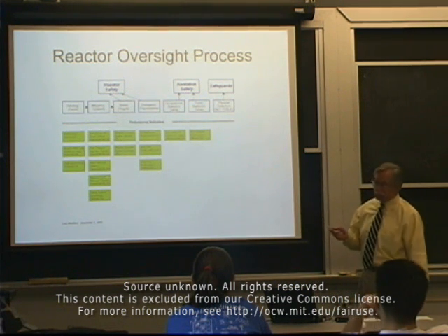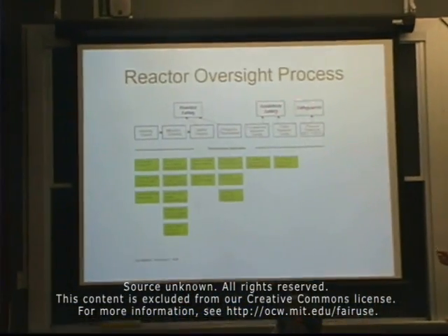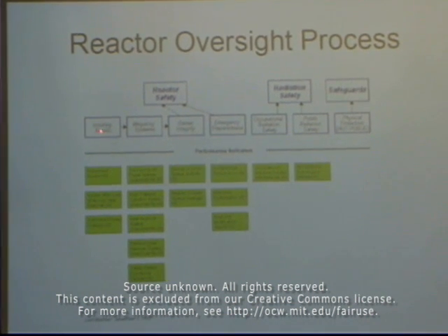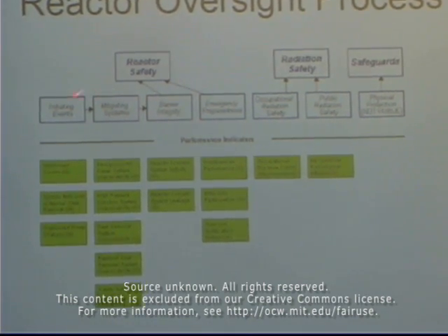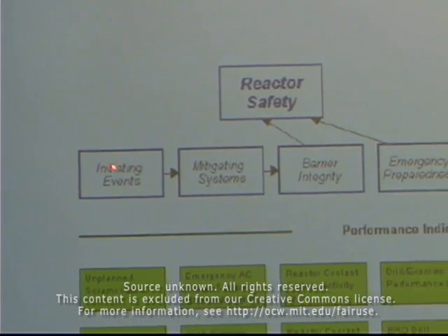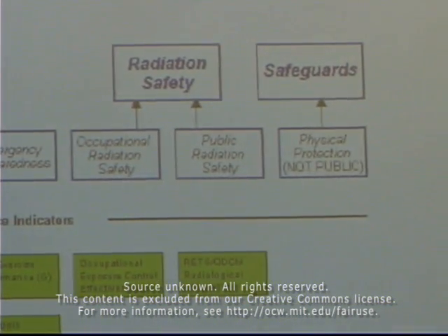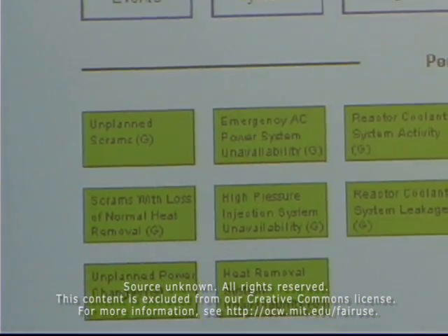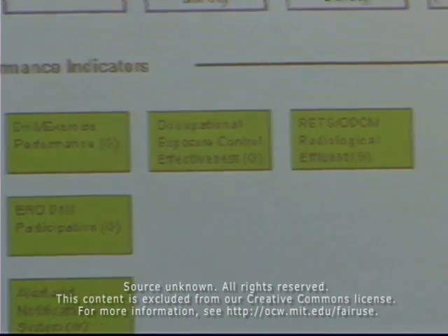They have certain cornerstones which they feel are very important. They have reactor safety, radiation safety, and then safeguards, which is the security stuff. In reactor safety, they look at events that can create a problem, these initiating events in the PRA world. Mitigating systems, what kind of systems you have available to deal with these initiating events. Are the barriers intact: clad, primary system, secondary, containment? And how good are you relative to emergency preparedness, all of which are tested. In radiation safety, you have occupational and public radiation safety, and this is the security.